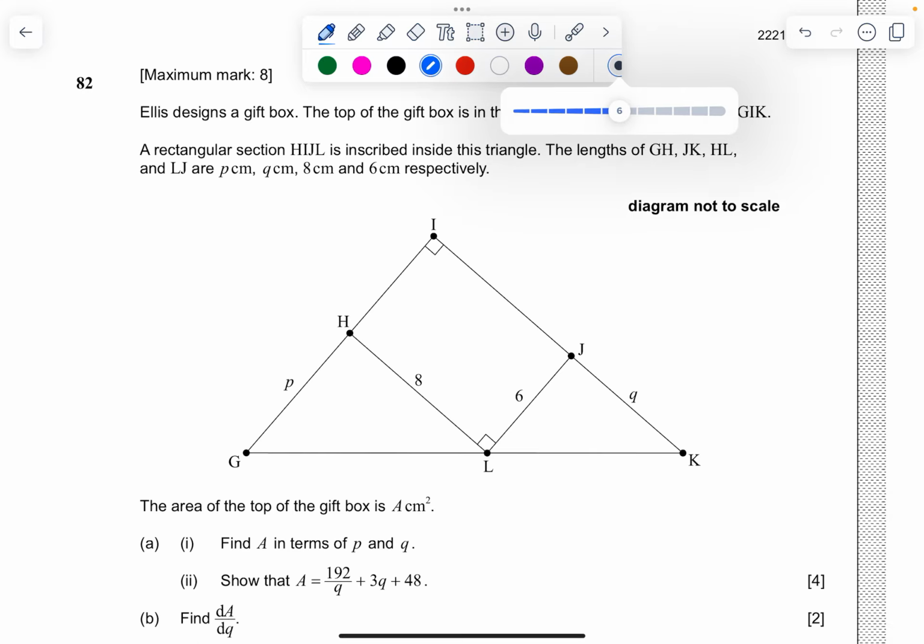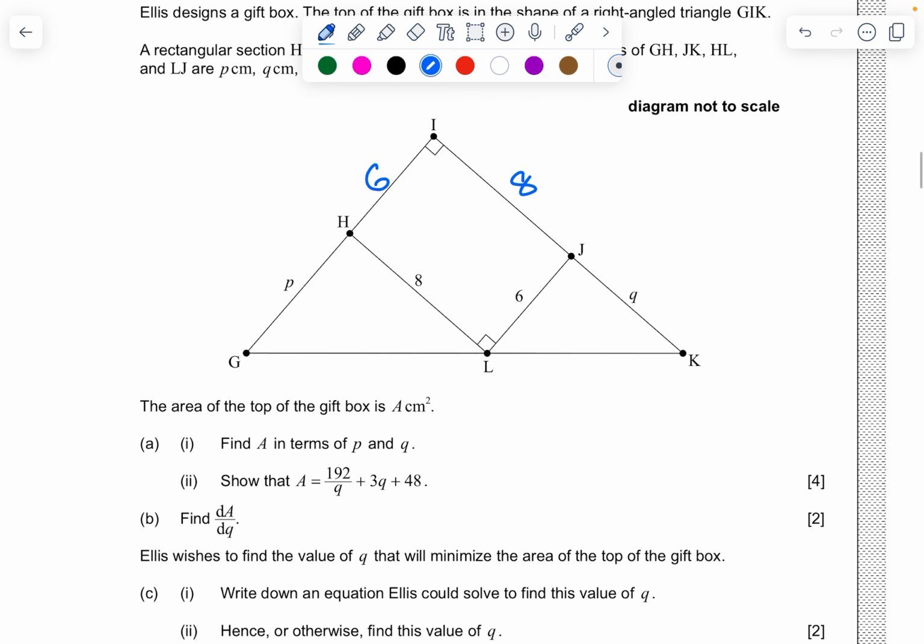Coming to question number 82. Ellis designs a gift box. The top of the box is in the form of a right angle triangle. A rectangular section HIJL is inscribed inside the triangle. The lengths are 8 centimeters, so this is 8, this also has to be 8, and 6. Find the area of PQ. So we have to find the area of this triangle.